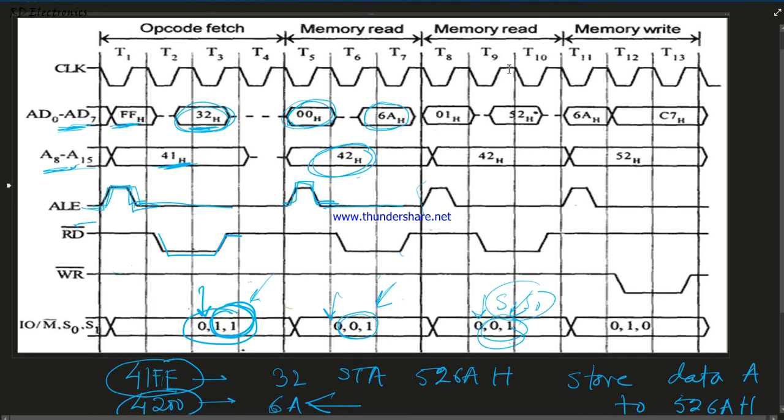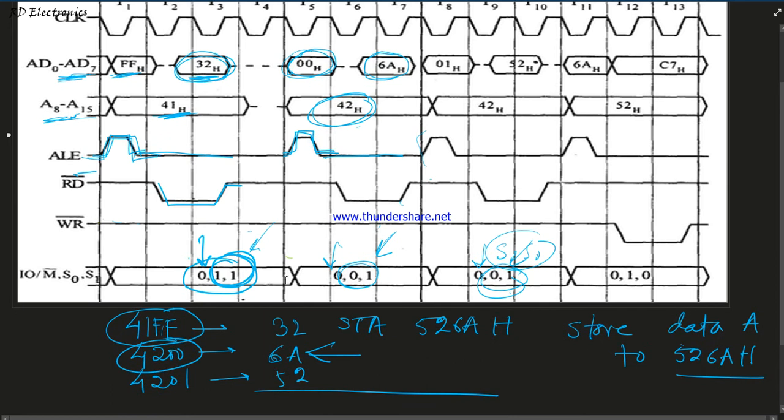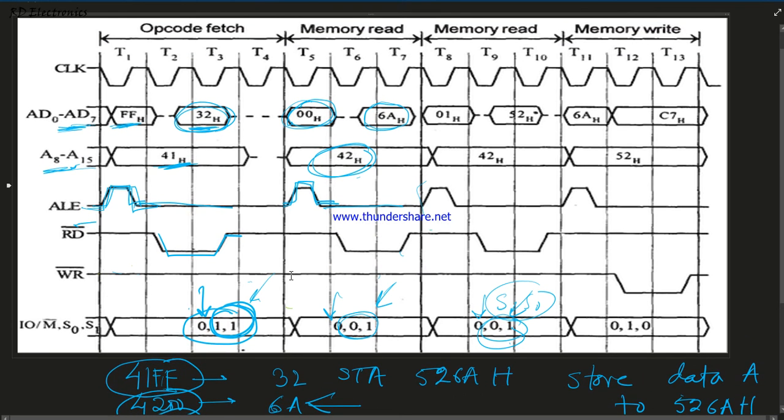So again, in the next memory cycle, what is the memory address? The memory address is 4201. So now this is a 42. Higher order address is unidirectional, so that's why we mention 42 in the higher order address. And in the lower order address, the content is 01. What is the address? This is 01.